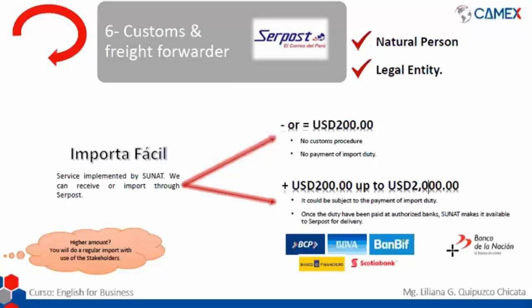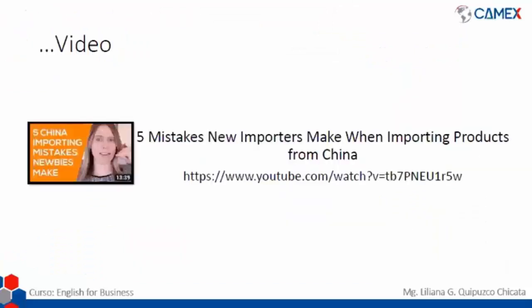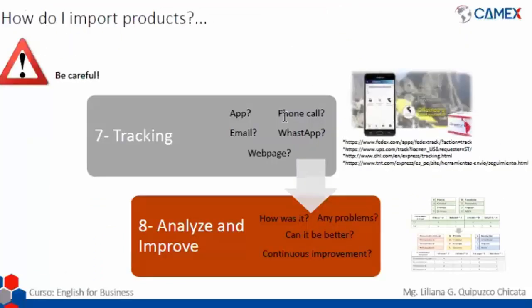And what happens if it is a higher amount? You can do a regular import, like I told you, using stakeholders, in this case, a customs agent and a freight forwarder. And now, finally, we're going to see step 7, which means tracking. Tracking means that you can look on the app of Serpost. We're going to see later on how to use the Serpost app.